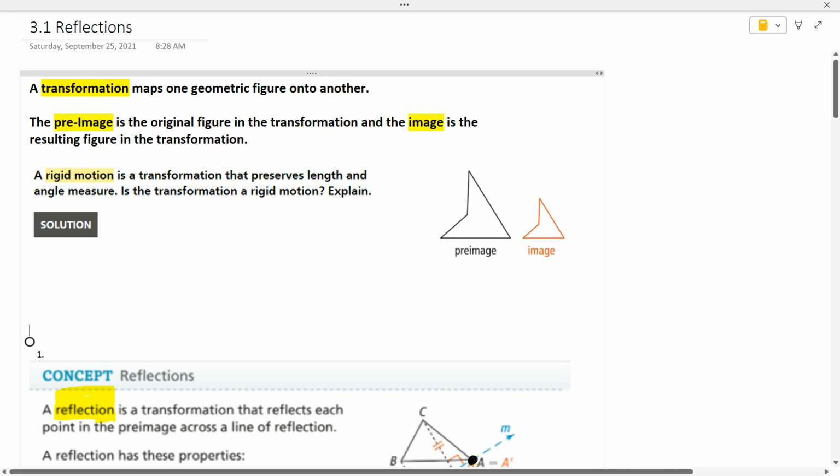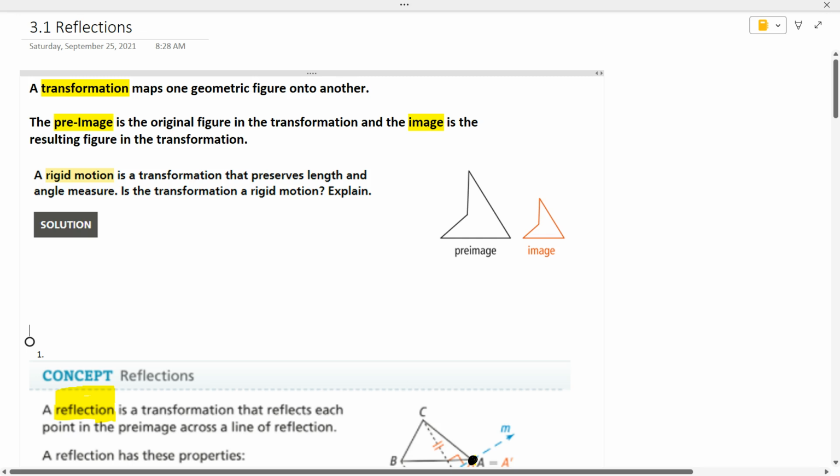So reflections, translations, and rotations are all rigid motions where your starting object is the same size and shape as your ending object. Would this preimage to image be a rigid motion there? And the answer is no, because it's not the same size. It has to be both the same size and the same shape. It's the same shape, but not the same size.